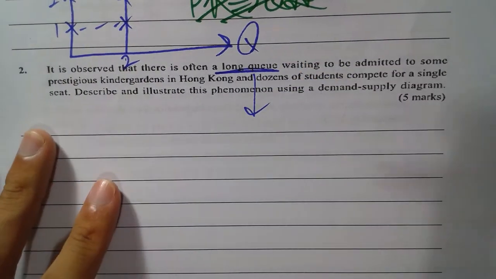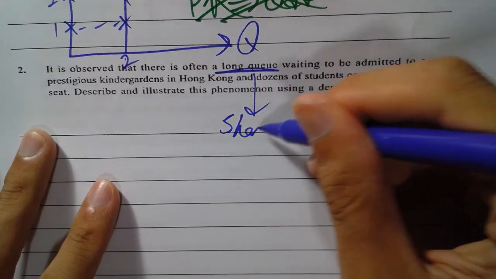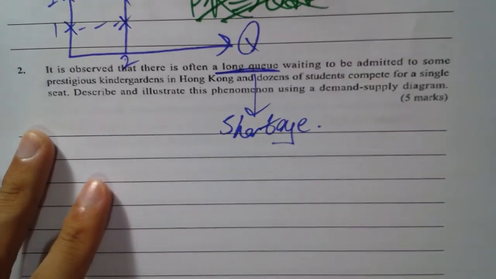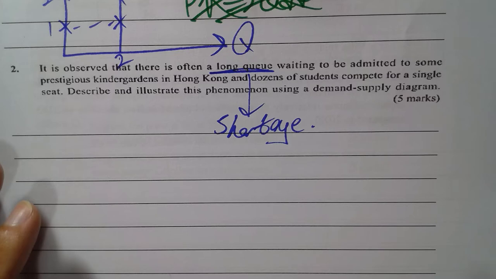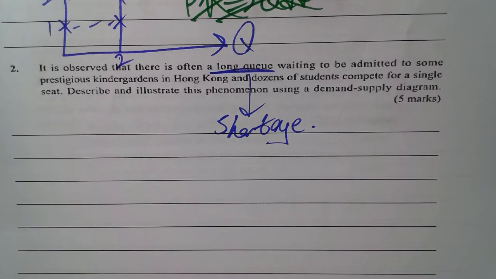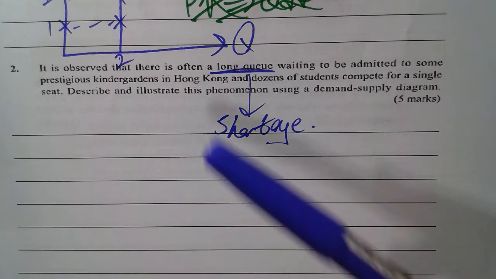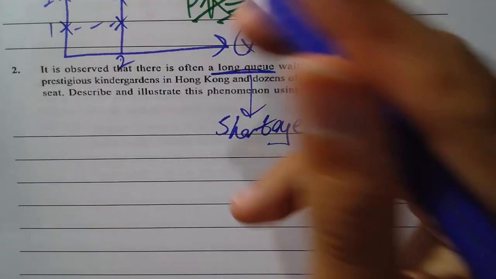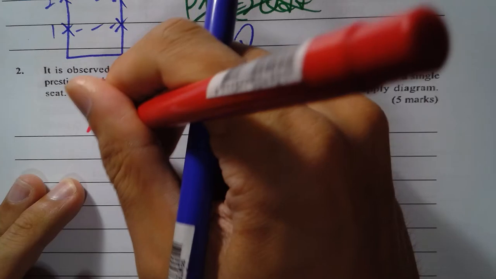Moving on. Now it is observed that there is usually a long queue. Whenever you see a long queue, write it down, you know we are having a shortage here. Not enough, many people want it but there are not enough places for them. To be admitted to some prestigious kindergarten. Here, kindergarten, oh, spelled wrong here. Ah, this is a classic mistake.